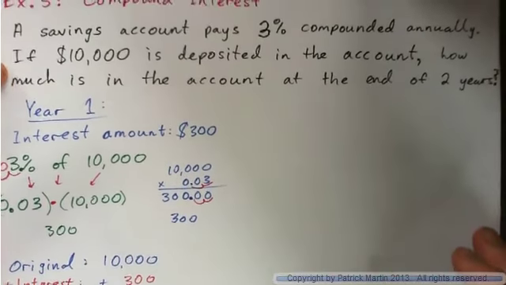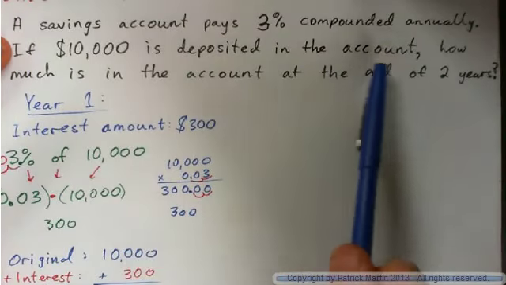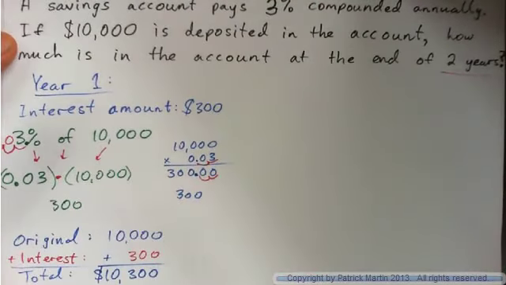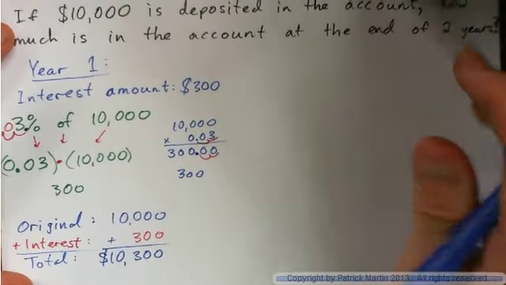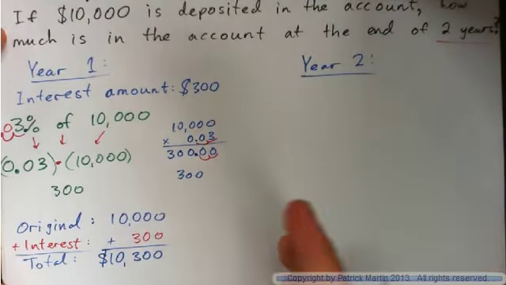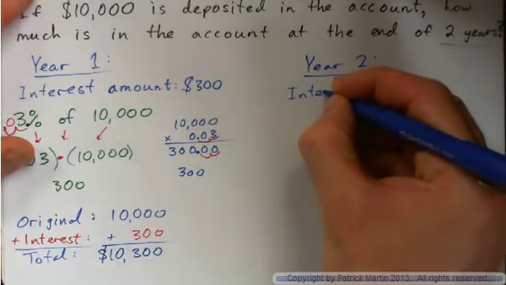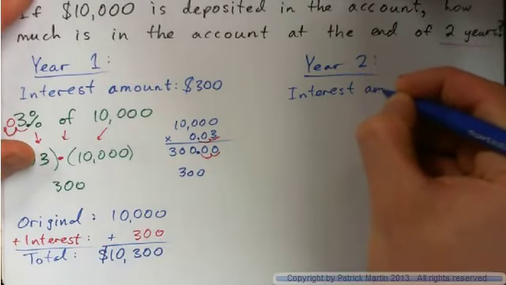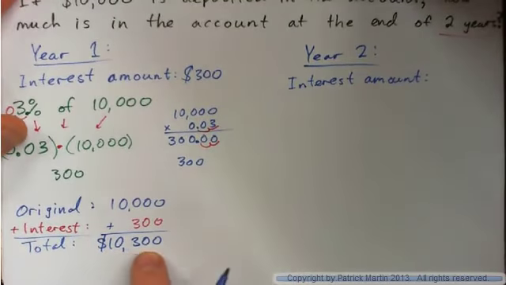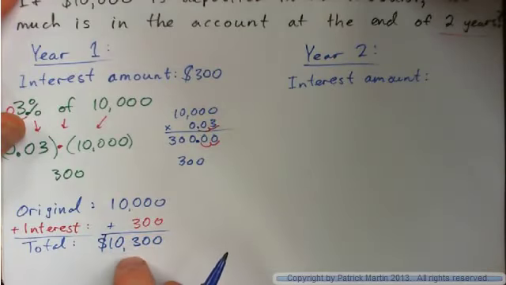Now, compounded annually. The question is how much is in the account at the end of 2 years. So we're done with year 1. At the end of year 1, we got 10,300 in there. Now we're going to move on to year 2. You'd have to do this for every year, basically. For year 2, you've got to calculate the interest amount. Now, you're starting with $10,300 in year 2, remember, because you've already got interest on that from the first year.